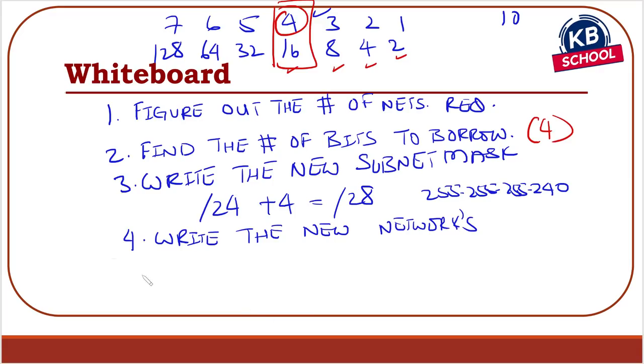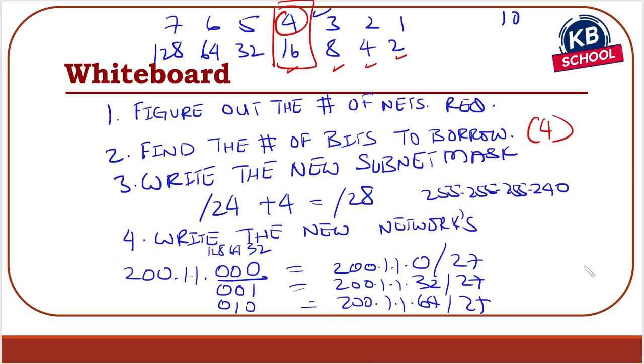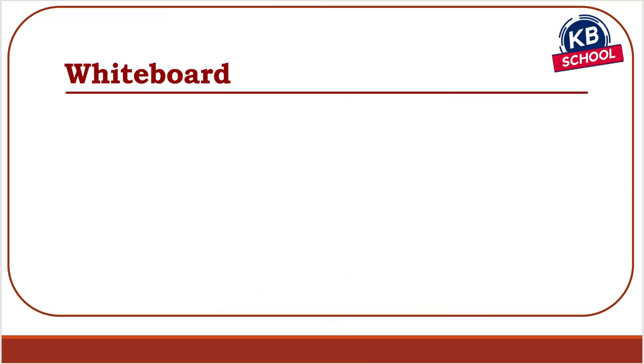And how did I figure that out? Again using binary, 200.1. And the last one, the different combinations, we said 000, which would be 200.1.1.0/27 because I borrowed the 3 bits. The next one, 001, which is, again, if you remember this, 200.1.1.32, 010, 64/27, and so on and so forth. So that's how you do subnetting so far.